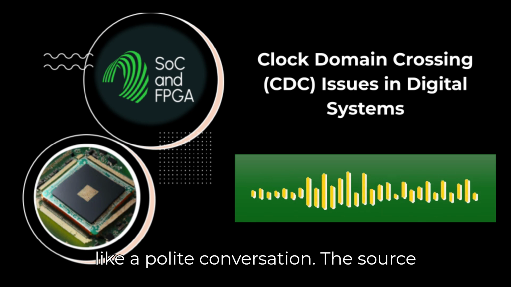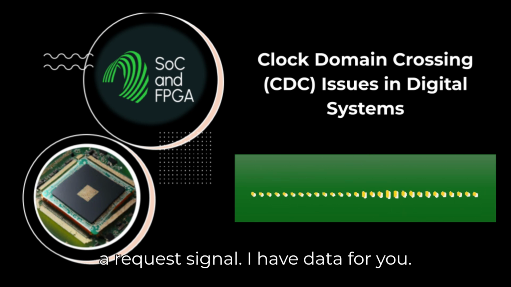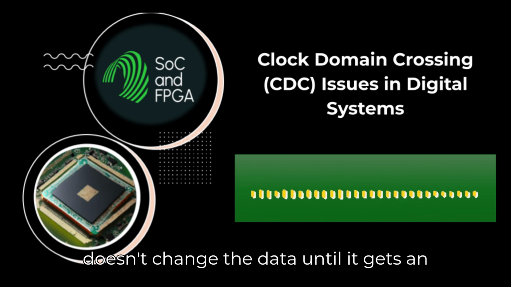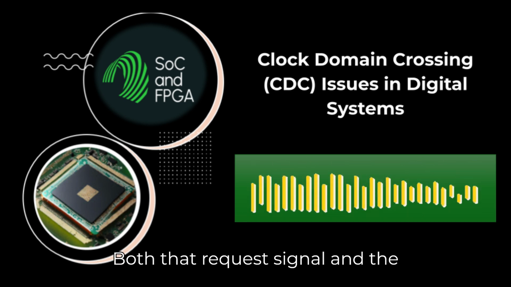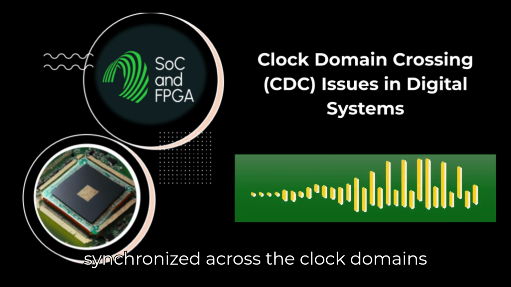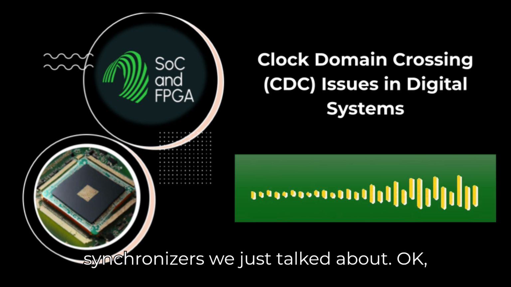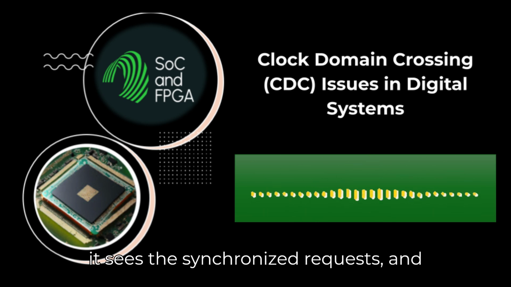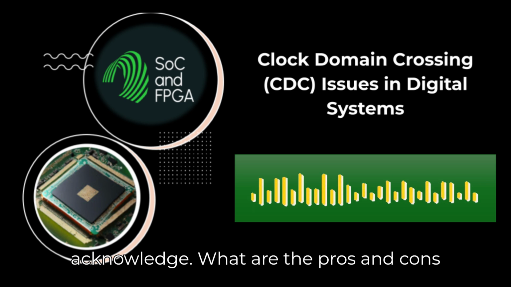It works like a polite conversation. The source puts the data on the bus, then it raises a request signal. I have data for you. Exactly. Then it patiently waits. It doesn't change the data until it gets an acknowledge signal back from the destination. Okay, I got the data. Right. Both that request signal and the acknowledge signal have to be properly synchronized across the clock domains themselves, usually using those 2FF synchronizers we just talked about. Okay. So the destination samples the data when it sees the synchronized request, and then it sends back the synchronized acknowledge. What are the pros and cons of that?